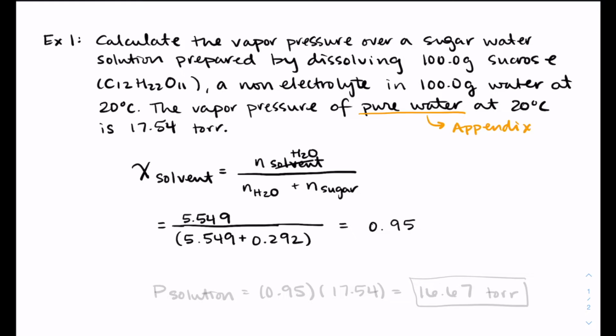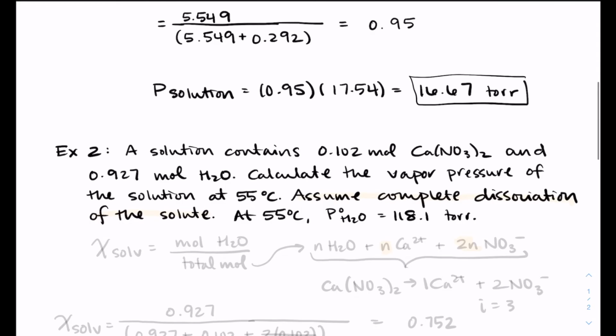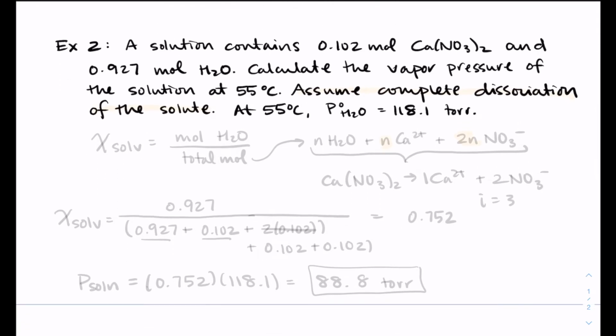Okay, second example. If we have a solution with 0.102 moles of calcium nitrate and 0.927 moles of water, calculate the vapor pressure of the solution at 55 degrees, and assume complete dissociation of the solute. This means assume it's a perfect world for your Van't Hoff i factor, really. But our equation didn't have a place for i. So in vapor pressure, this is where we will have to take care of it for ourselves. I am still going to do the calculation of i so that you can see it, but you'll see where these things show up as we do the other parts of the calculation. At 55 degrees Celsius, the vapor pressure over pure water is 118.1 torr.